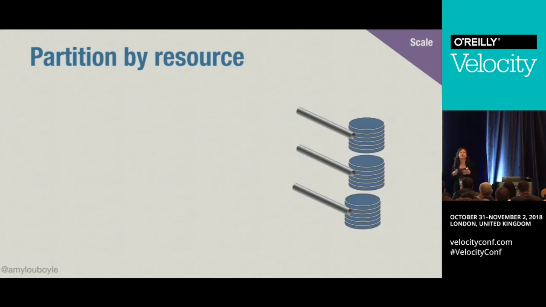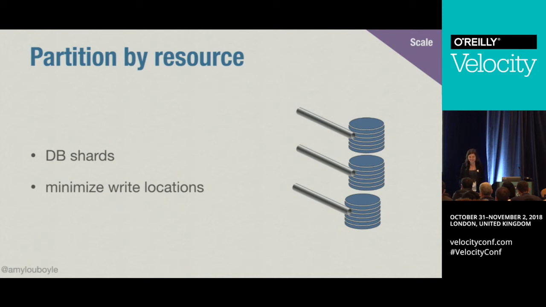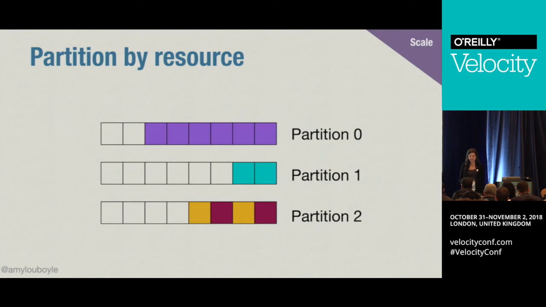Another reason you might be partitioning data by some sort of key is if you have another resource which is also sharded or partitioned, like a database shard, or if you've written a database and you need to index it, and you want to minimize write locations, for example. This is going to look pretty similar to that last one, where we have some sort of attribute of the data that we're going to need to use as a key in order to sort our data onto partitions.